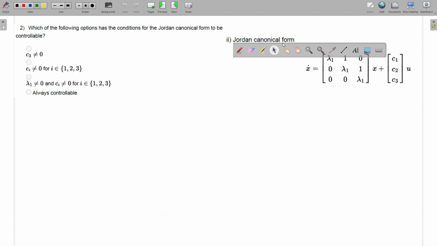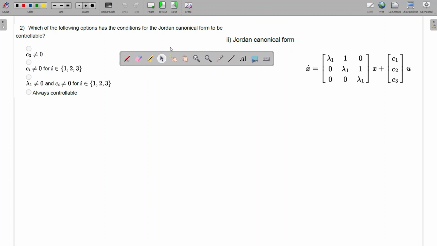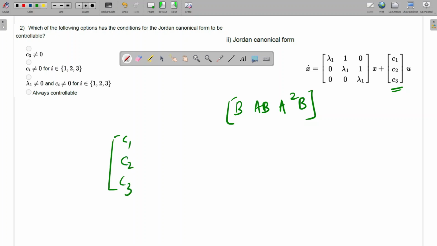So this is the Jordan canonical form. Here also we have to do the same thing. It is asking what the conditions are such that this system will be controllable. So we can write the same thing: B, AB and A square B. B is given as C1, C2, C3. This is B, and I'm writing here Qc, the controllability matrix.